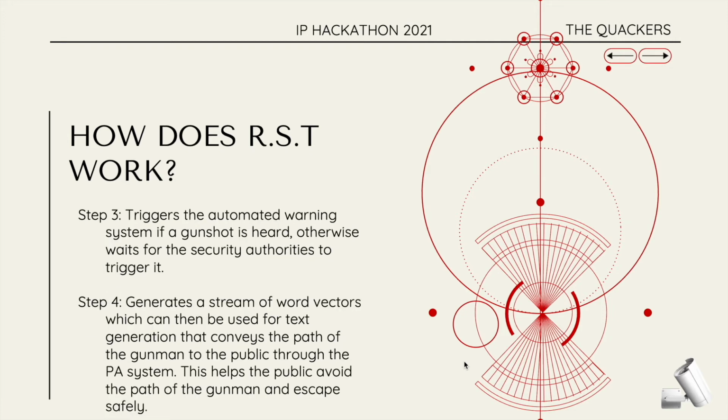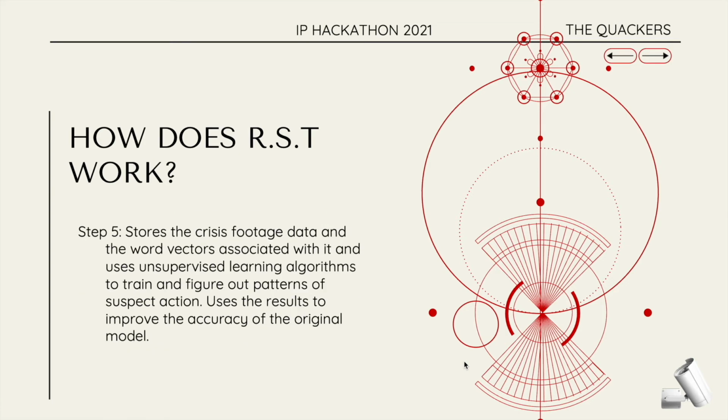Upon such a notification, the system then either triggers the automated warning if a gunshot is heard or waits for the security authorities to trigger it manually. Finally, steps 4 and 5 are that the ideologies behind the two patterns, that is the cause-effect analysis for video content and online semantic analysis by text embedding, are used to track the live location of the aggressor and inform the public through the PA system, which such announcements can then be used by the public to accurately determine where the shooter is and make decisions accordingly.